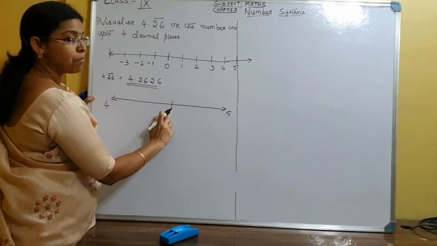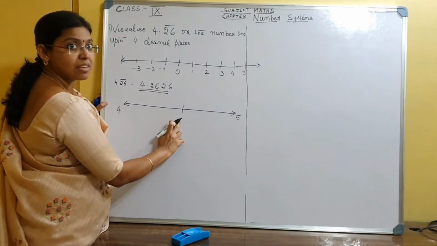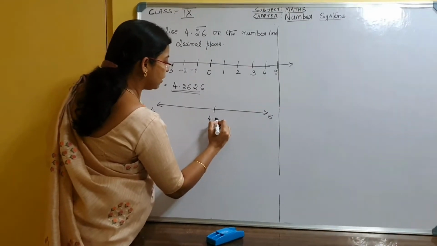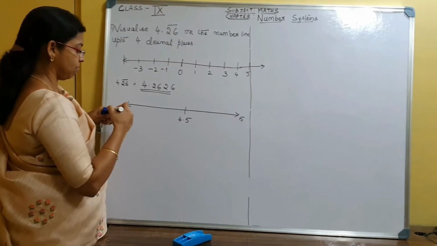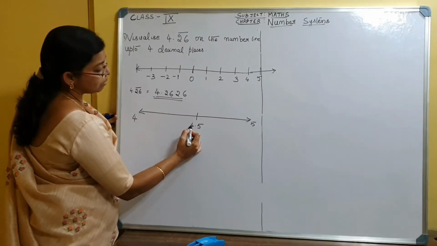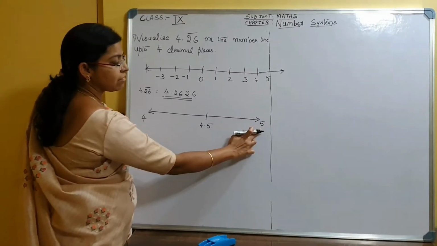So what will be the midpoint? 4 plus 5 by 2, which is 4.5. So the mid value will be 4.5. How do we get 4.5? 4 plus 5 by 2.